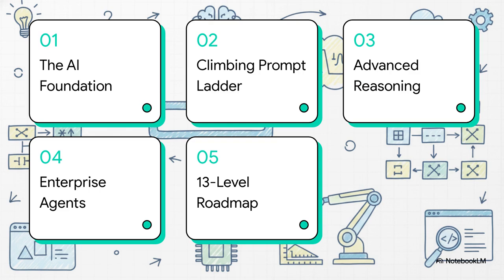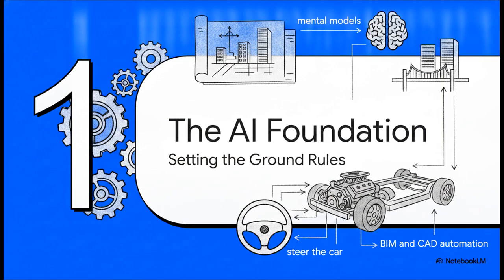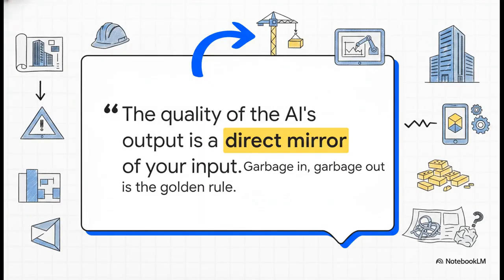Let's jump right in. Section 1. The AI Foundation. Setting the ground rules. So, before we even think about writing a single line of prompt text, we absolutely have to establish the correct mental models, because if you don't understand how the engine works, you simply cannot steer the car.